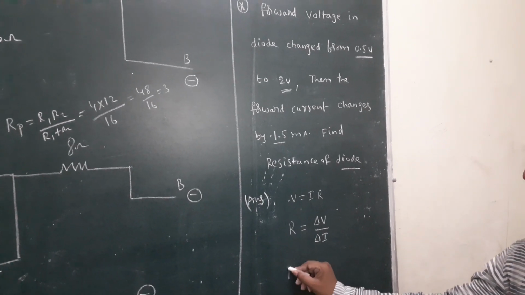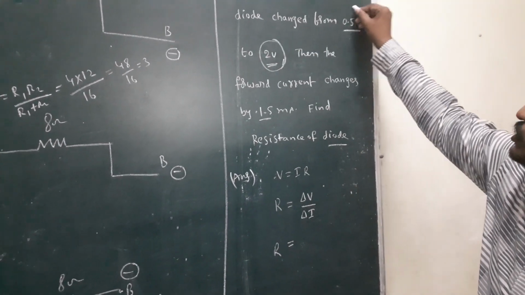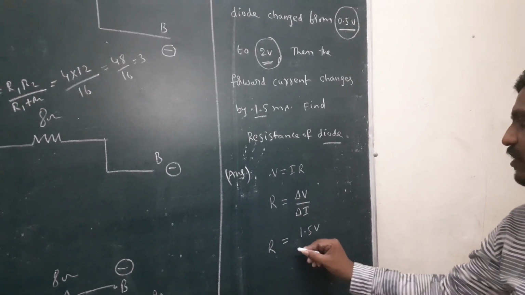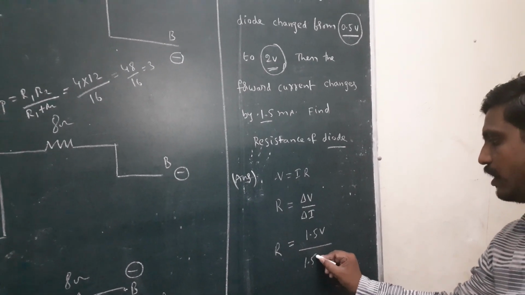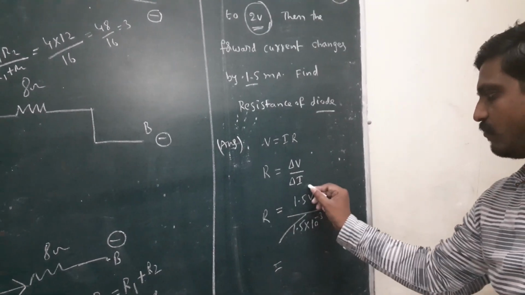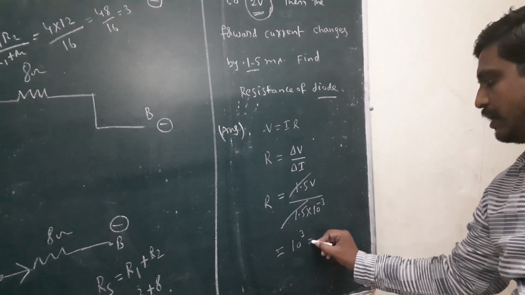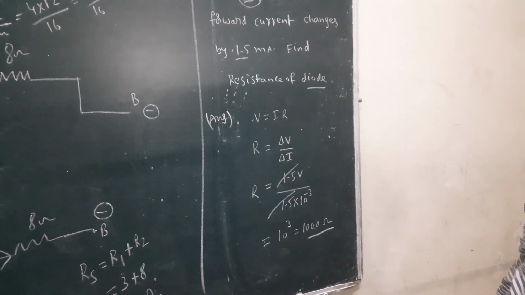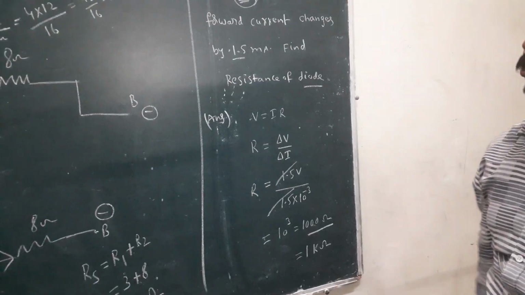Here, delta V means change in voltage. Here 2 volts to 0.5 volts, that means the change in voltage is 1.5 volts, divided by the change in current, which is 1.5 milli, meaning 10 power minus 3. The 1.5 cancels, 10 power minus 3 goes above as 10 power plus 3, that means 10 power 3, written as 1000 ohm. This is the final answer. It is written as 1000 ohm, or 1 kilo ohm.